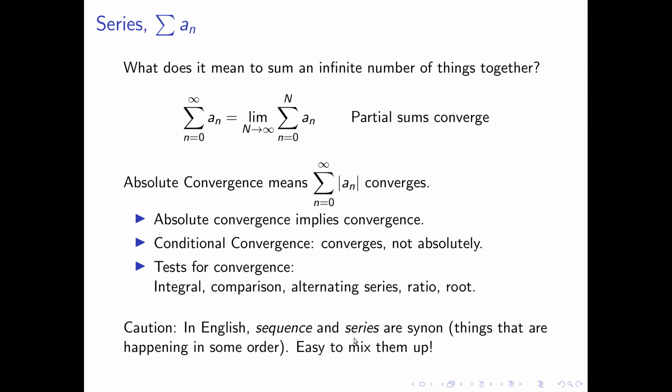I just wanted to mention, in common English, the words sequence and series are actually synonymous. They mean that there are a bunch of things happening, but they happen in some order, like a series of events or a sequence of events. In colloquial English, because they are synonymous, it's easy to mix them up in mathematical terms too. But in mathematical terms, they're very different things, right? A sequence is just a listing of things in order. There's an order. And a series is a sum. So they're very different things, so be sure and keep those two words straight. That's important.